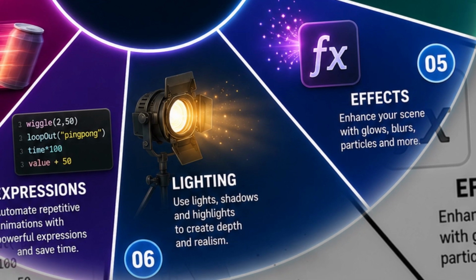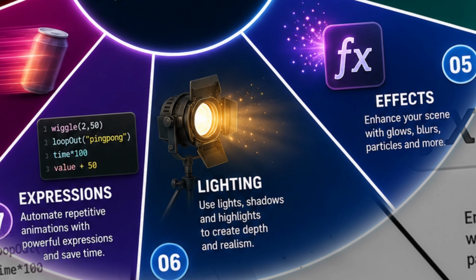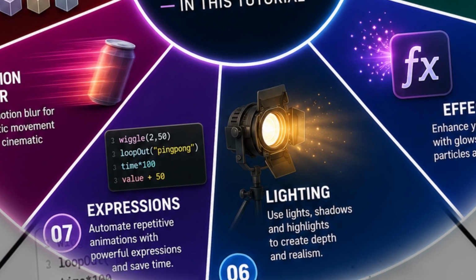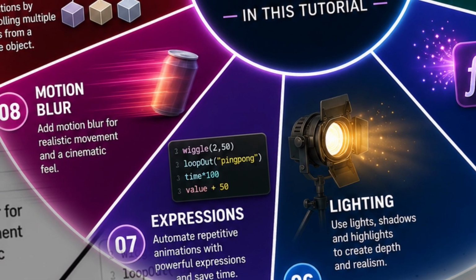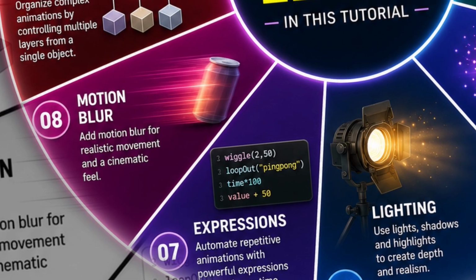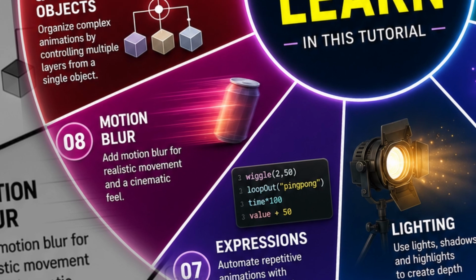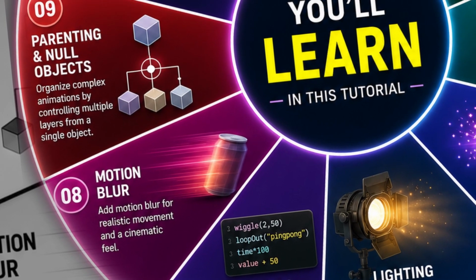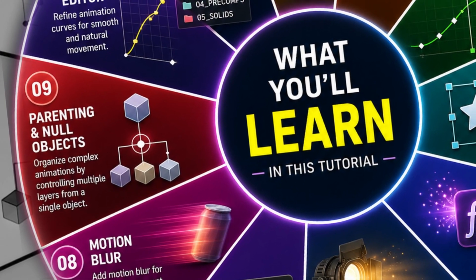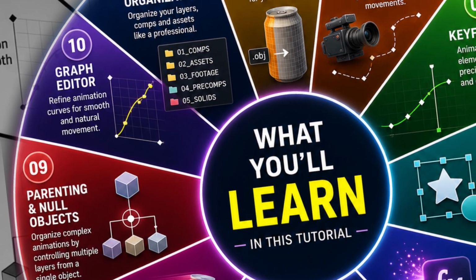In 2026, Adobe After Effects has made working with 3D assets much easier than ever. So in this tutorial, we'll start by downloading a free 3D model from Sketchfab, import it into After Effects, set up the scene, add lighting, animate the camera, and create a polished final render, all step by step.